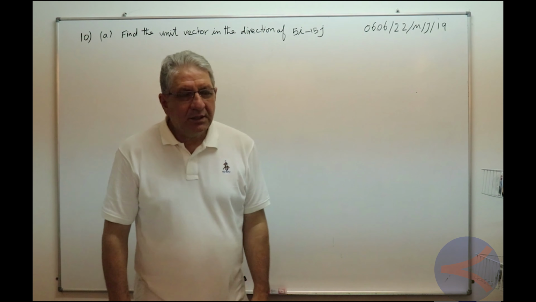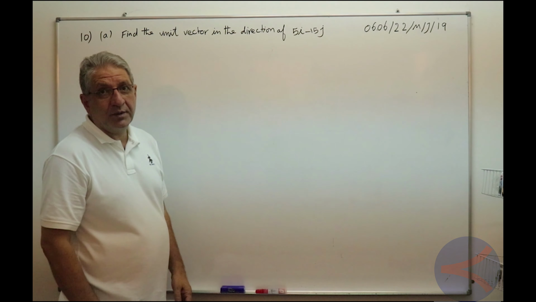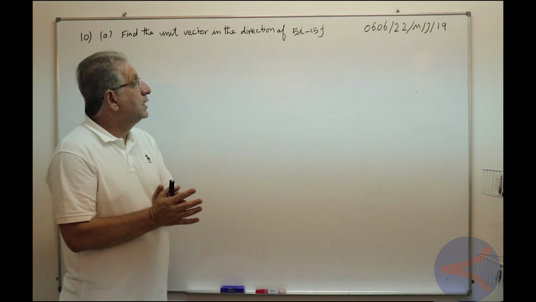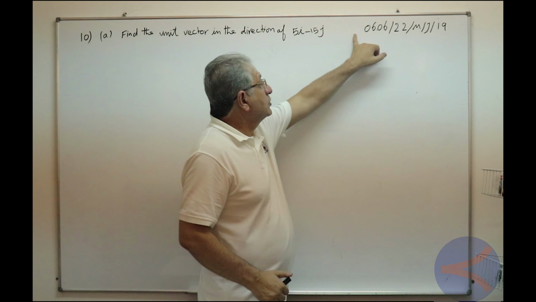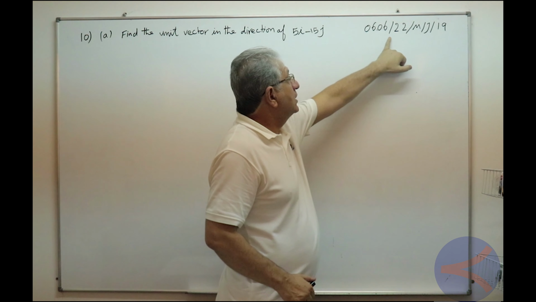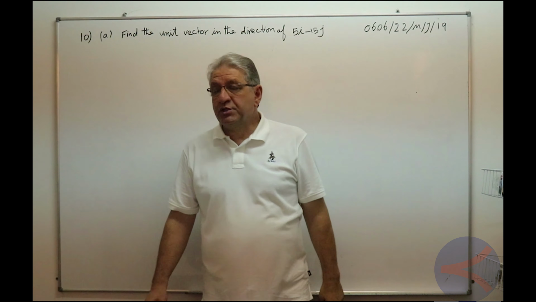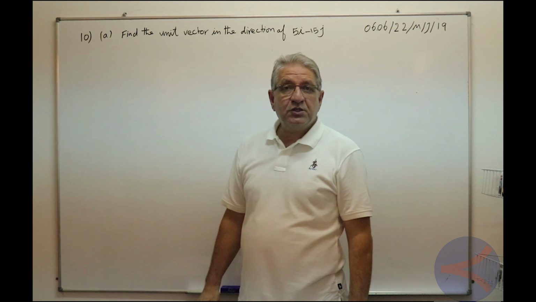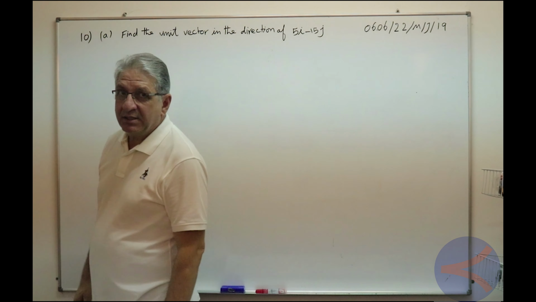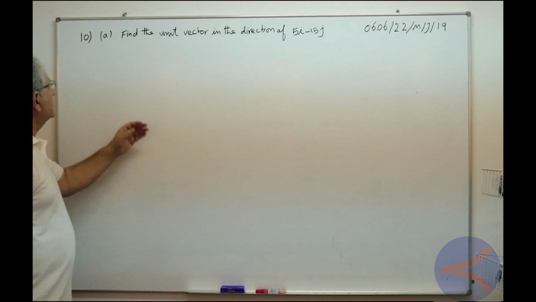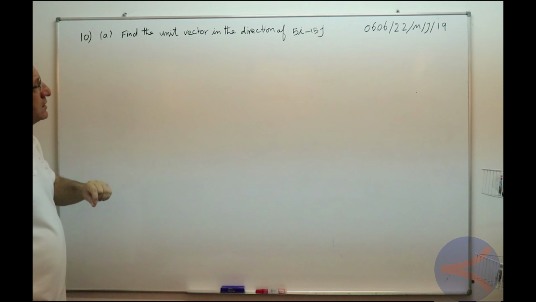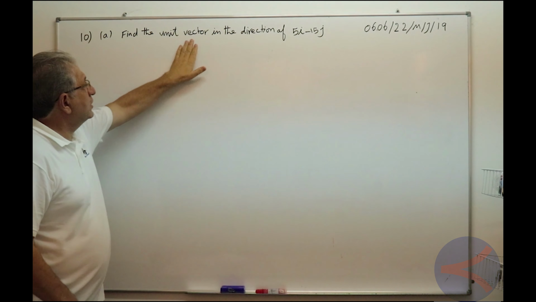This is another question from the papers which we are doing. We are doing question paper 0606, variant 22, May/June 2019. This is question number 10. This question is about vectors. The first part, part A, is simply about the unit vector.